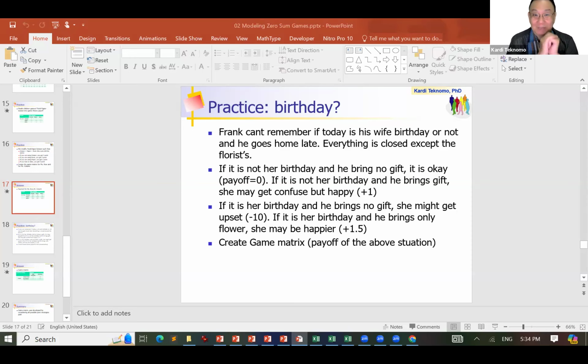Practice modeling. You have the situation, can you just make a K matrix? So the question is, is this a zero-sum game or a non-zero-sum game? And can you create a K matrix?